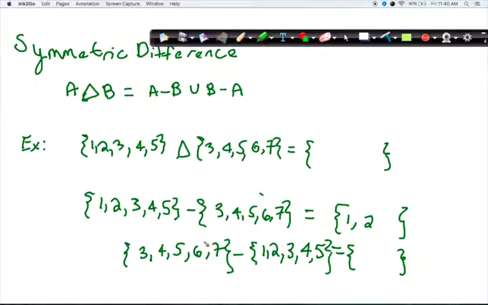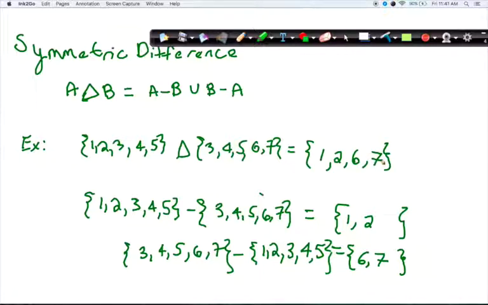Okay? So flipping the order of the subtraction now, I take 3, 4, 5, 6, and 7, and I subtract off 1, 2, 3, 4, and 5. So 3, 4, and 5 are here, but they are also here, so they don't wind up in the set difference. Then I have 6 and 7 that are in my set here, and they are not in the set I'm subtracting off, so they wind up in the set difference. So the symmetric difference is going to be the union of these two sets. So the symmetric difference turns out to be 1, 2, 6, and 7.